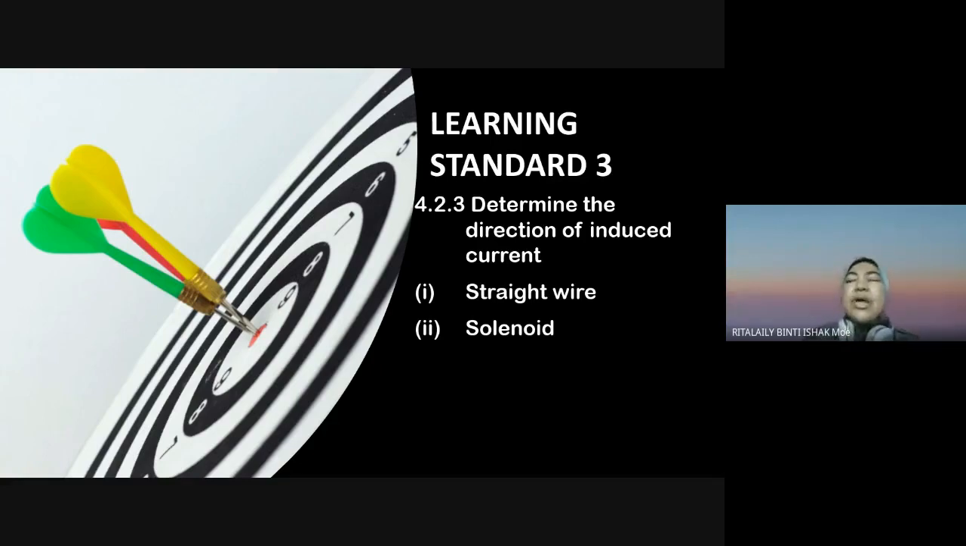Before we continue with learning standard 3, are there any questions involving learning standard 1 and 2? Can you follow? It feels straightforward, right? There shouldn't be a problem. Any question? Okay, since there is no question, we continue with learning standard 3.